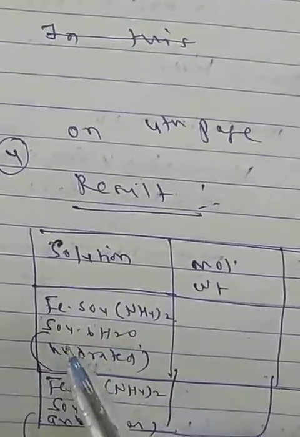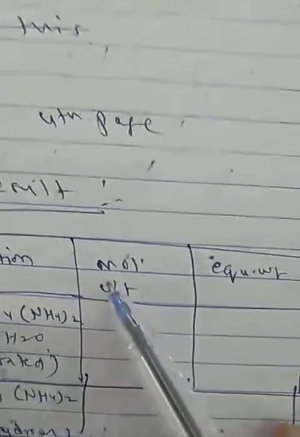Now wherever you are getting space, make a result column. Wherever you have space, write the result. For the same solution I have given, ferrous ammonium sulfate, write FeSO4(NH4)2SO4·6H2O hydrated, then write ferrous ammonium sulfate anhydrous, without the 6H2O molecules. Again write molecular weight, equivalent weight, grams per liter, normality, then molarity.